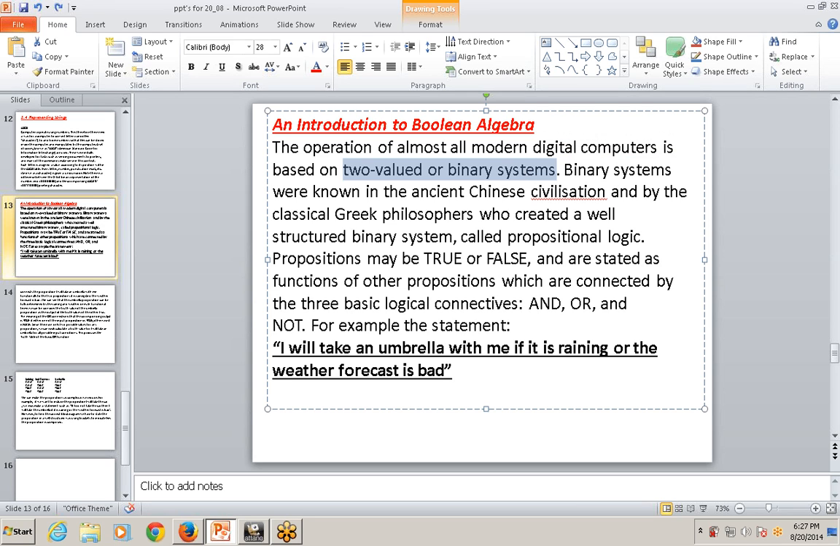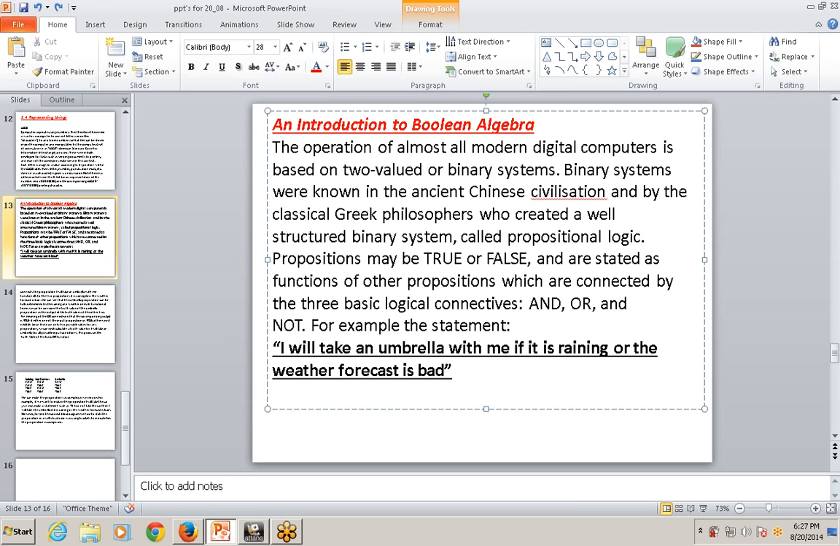Binary number systems were known in ancient Chinese civilization and by the classical Greek philosophers, who created a well-structured binary system known as propositional logic. Propositions may be true or false, means we can give the proposition as either true or false. The value is either true, that is 1, or false, that is 0, and they are stated as a function of other propositions which are connected by three basic logical connectives, that is AND, OR, NOT. So these are the three logical connectors that are used in Boolean algebra.